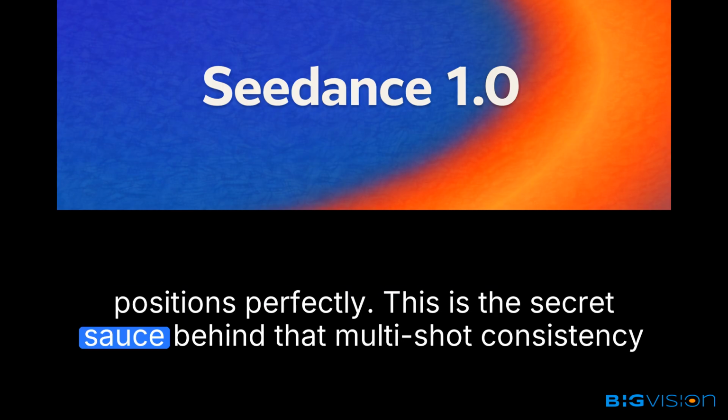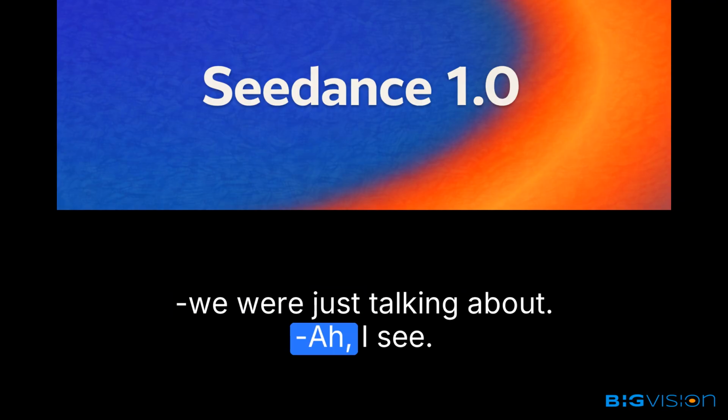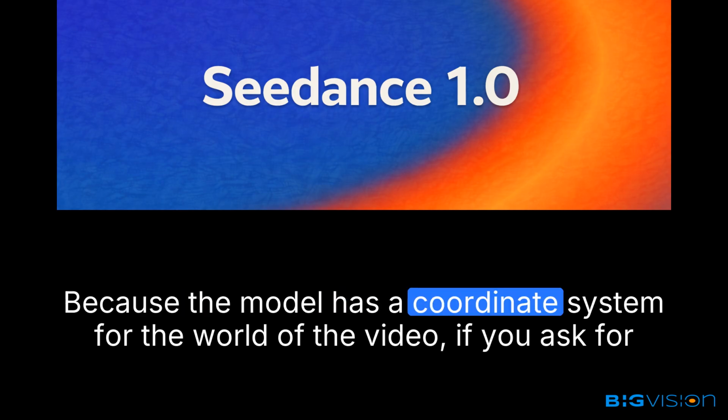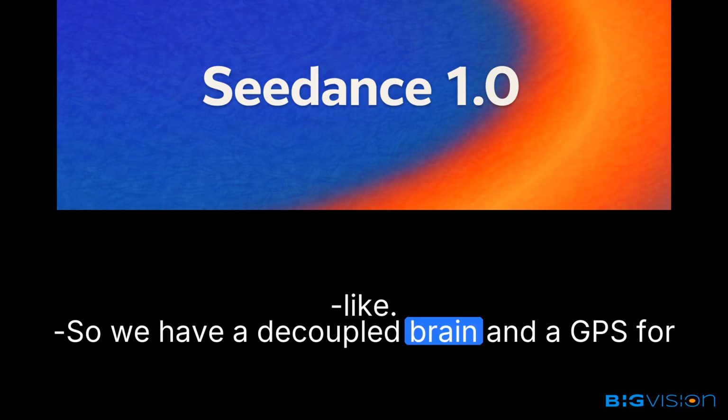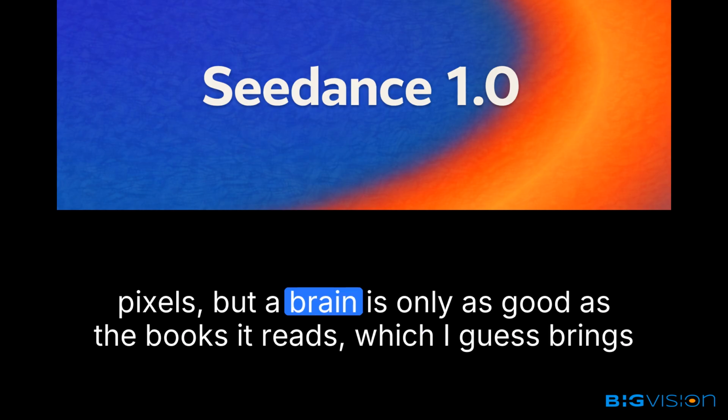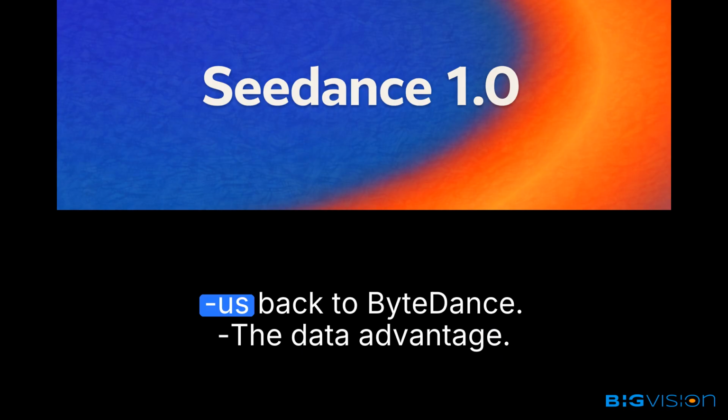This is the secret sauce behind that multi-shot consistency we were just talking about. I see. Because the model has a coordinate system for the world of the video, if you ask for a reverse shot, it knows mathematically what the back of the character should look like. So we have a decoupled brain and a GPS for pixels, but a brain is only as good as the books it reads, which I guess brings us back to ByteDance.